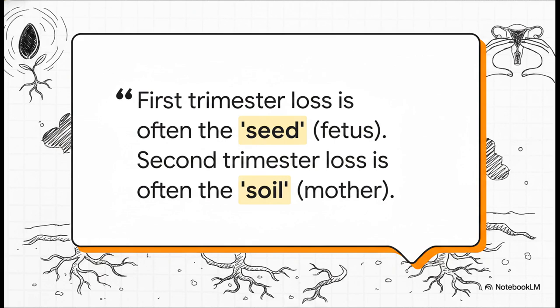And if you need a simple way to remember the causes, this little saying is perfect. Early losses are about the seed, the embryo. Later losses are usually about the soil, the maternal environment that supports the pregnancy.